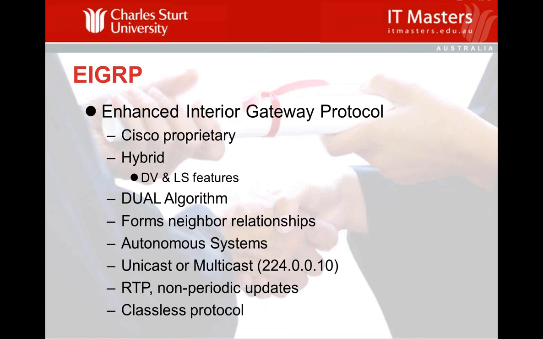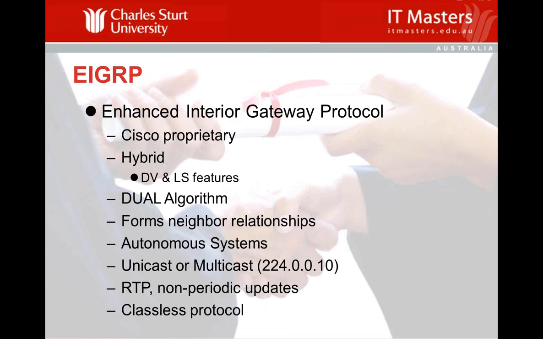So as you can see, fairly straightforward. So I'll just go back to our EIGRP now. So EIGRP is Enhanced Interior Gateway Routing Protocol. As I said before, it's Cisco proprietary. It is a hybrid protocol, so it has both distance vector and link state features. It uses the DUAL algorithm. You only need to know that it uses the DUAL algorithm and not how the actual algorithm works, because it's extremely complex.